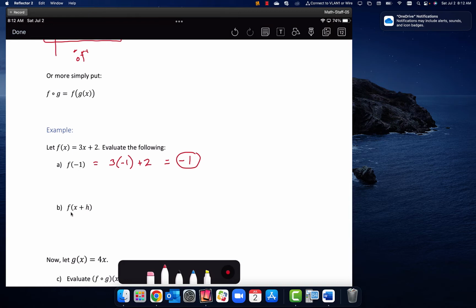For example, f of x plus h, or f evaluated at x plus h. Everywhere you see an x in the original function, we're simply going to replace that x with whatever's in parentheses, in this case, x plus h. So we have 3x plus 3h plus 2.